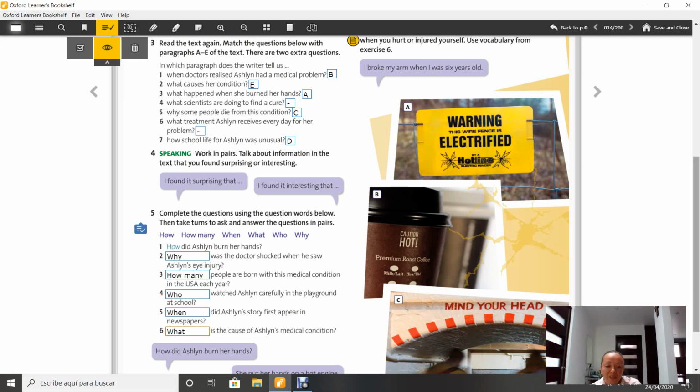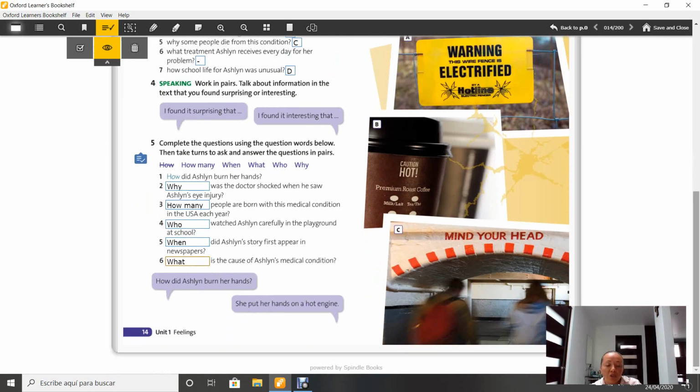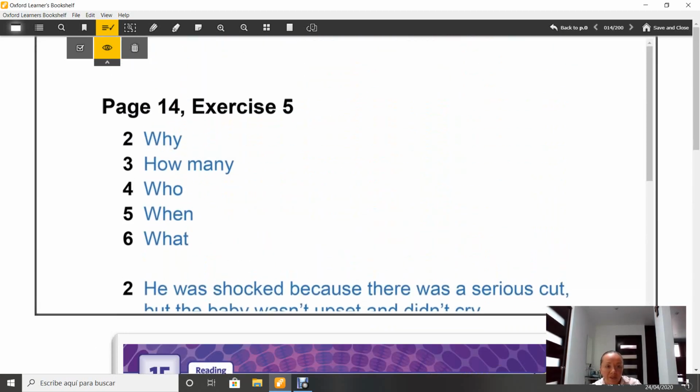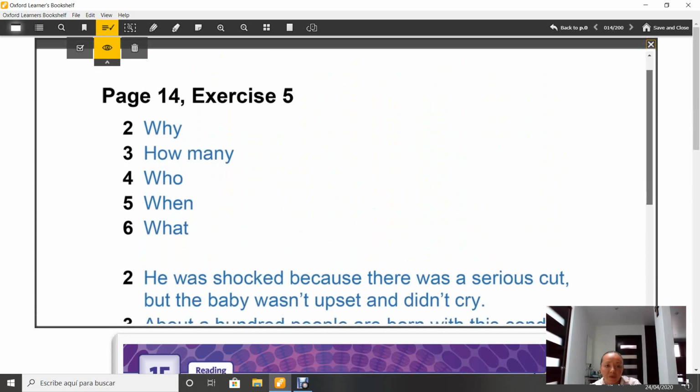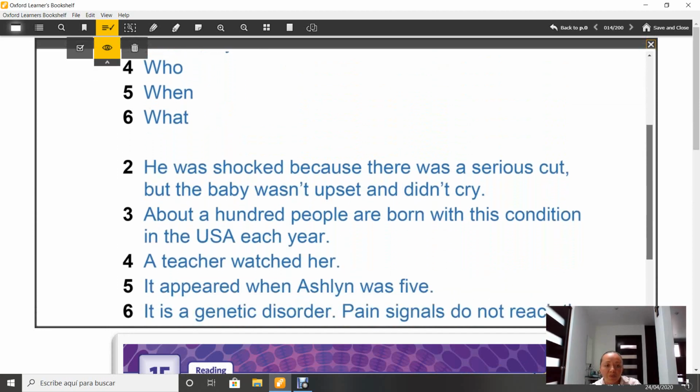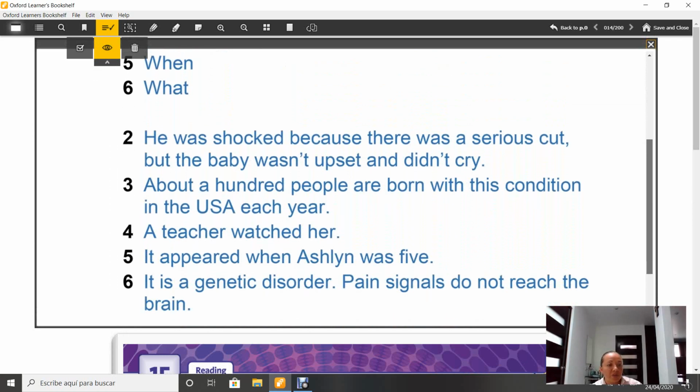So you have these 6 questions, and I want you to look at your text again, and you have to answer all of these questions in a post-it here, please. You have 6 questions, so you must have 6 answers here in this space, okay? All of the answers are in the text. Number 2. Check your answers, please.